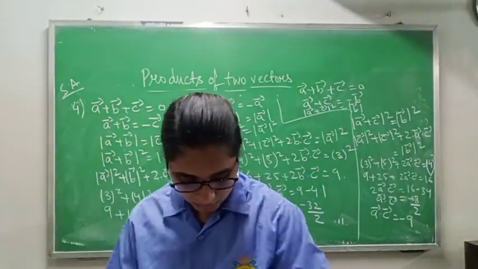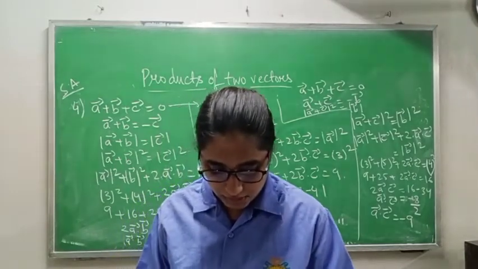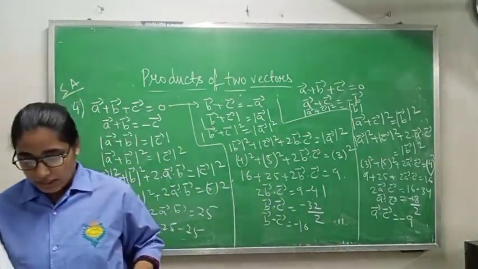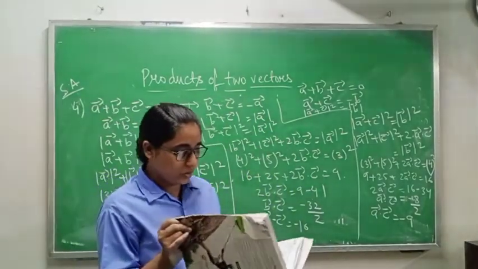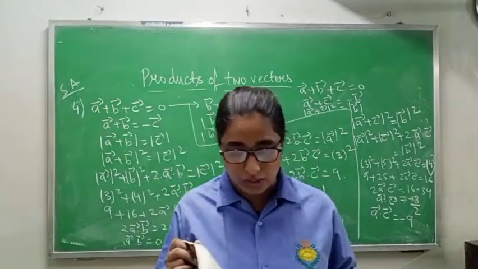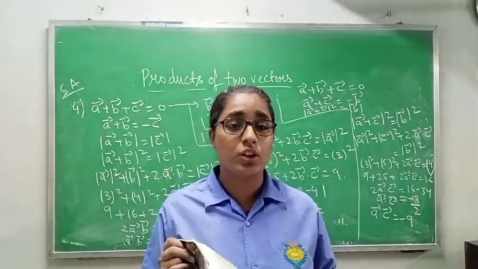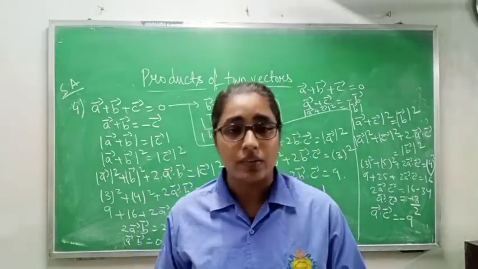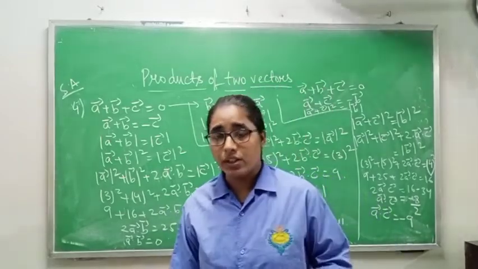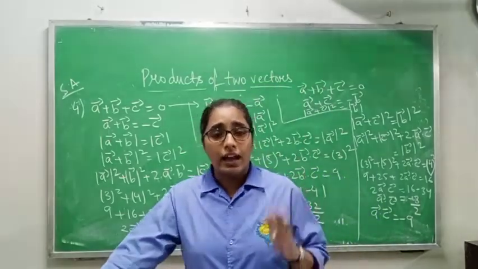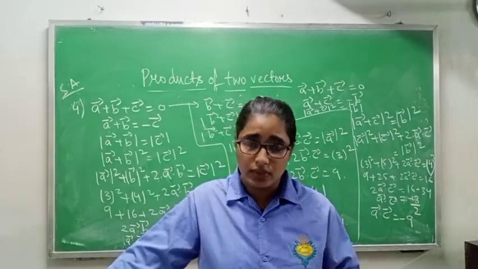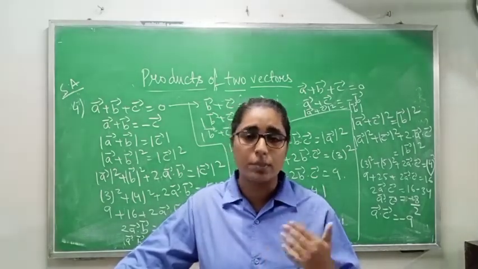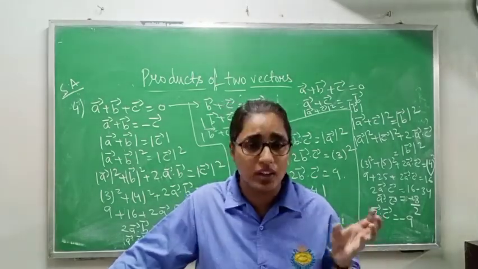It is written, the vectors a vector, b vector and c vector are such that a vector plus b vector plus c vector equals 0 vector. If mod a vector equals 3, mod b vector equals 4 and mod c vector equals 5, show that a vector dot b vector plus b vector dot c vector plus c vector dot a vector equals minus 25. In the last question we did the same thing, but there we were only finding the cosine of the angle between b vector and c vector. But in this one they are telling you to prove that a vector dot b vector plus b vector dot c vector plus c vector dot a vector equals minus 25.